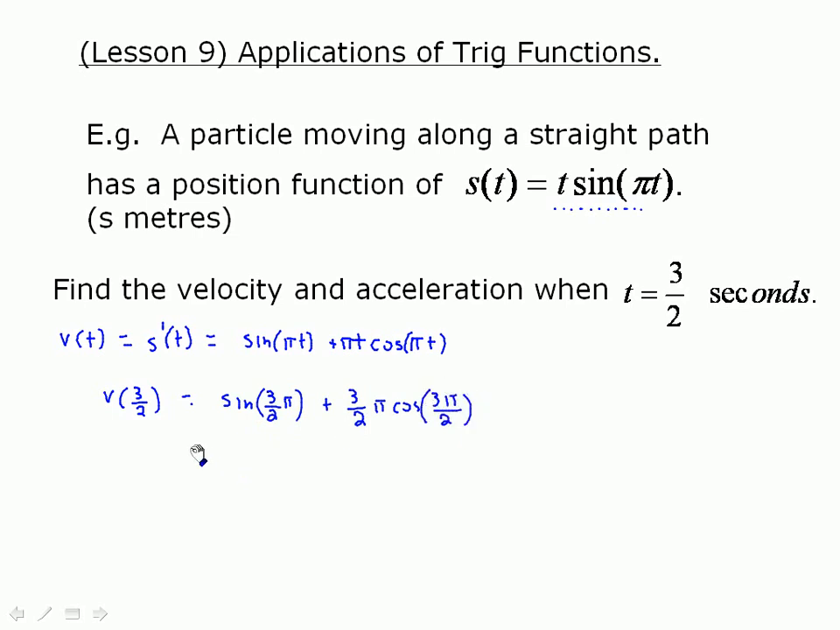And when we simplify further, we will get -1, which is the sine of 3 pi over 2. And then this second part, 3 over 2 pi, looks like it's going to be a problem, but the cosine of 3 pi over 2 is 0, so problem solved. So we end up with -1 meters per second for the velocity at t is equal to 3 over 2.